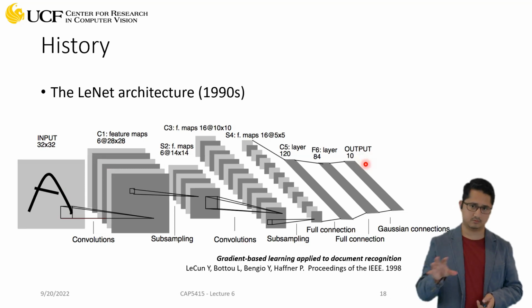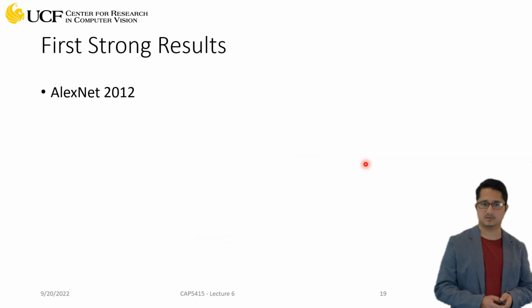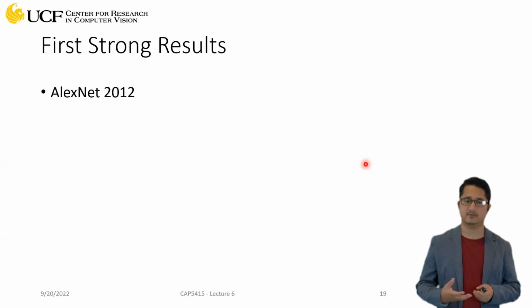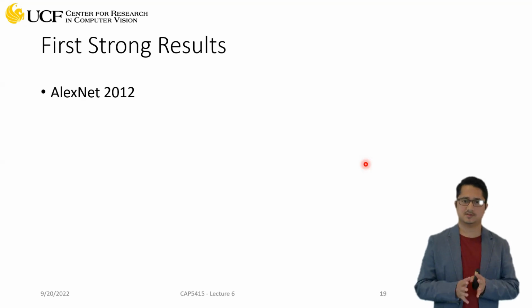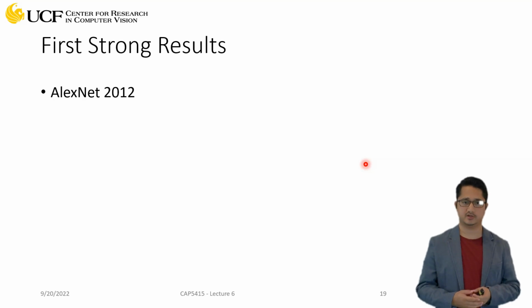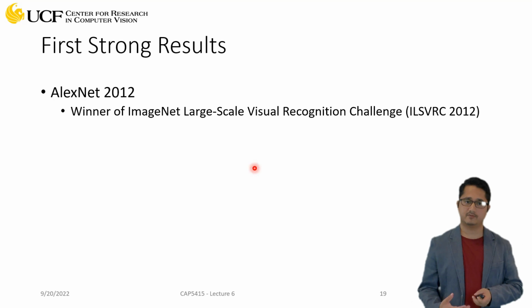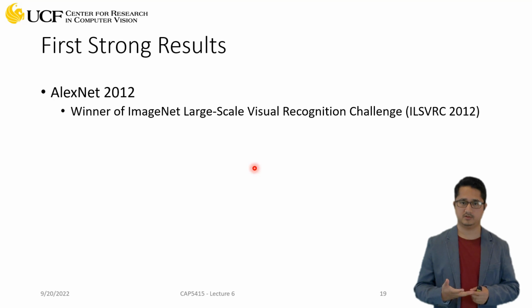So CNNs are not new. People have been working on this prior to this. The issue was that back then we didn't have computation power and we didn't have enough data. So the first strong results came in 2012. The architecture was called AlexNet, and we are going to do a case study on this architecture later in this lecture. The reason was not innovation in terms of architecture. AlexNet, in fact, used the same architecture we are seeing here in LeNet. The only difference was the availability of data and a lot of computation power.